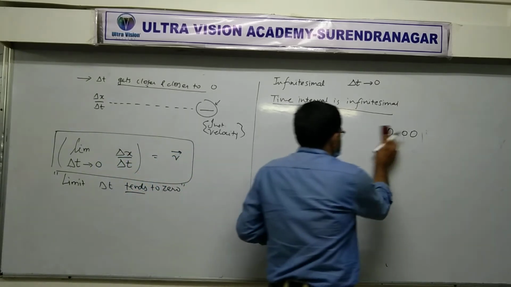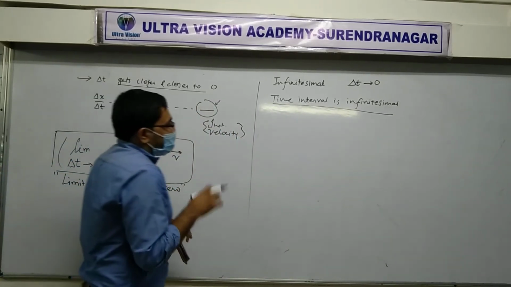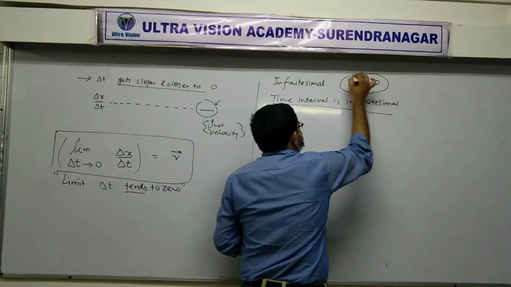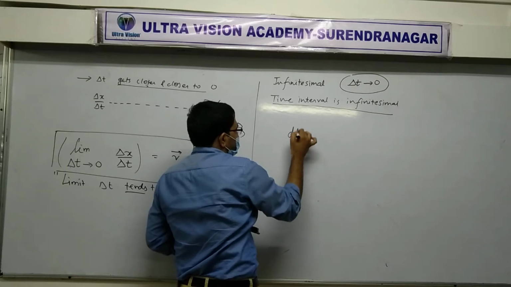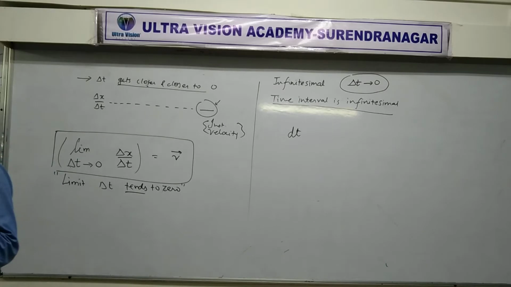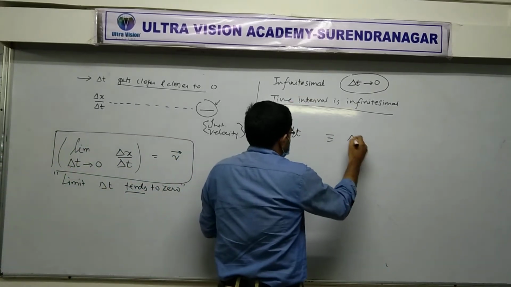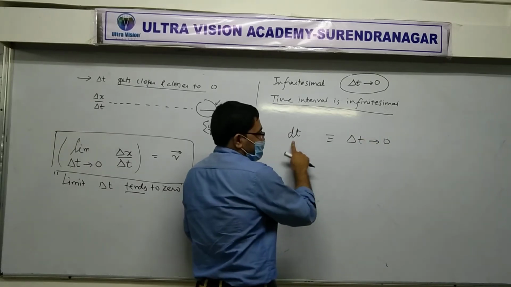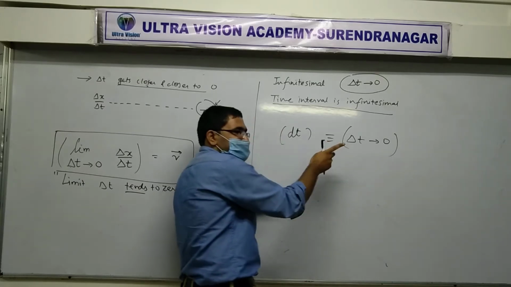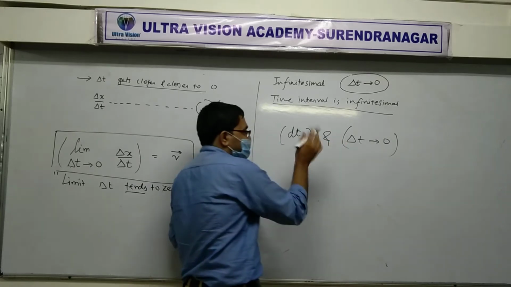Now, for infinitesimal quantities, listen to this. In mathematics there is another shorthand: instead of writing all this, we write just dt. If you write dt, it is understood that you are talking about this. This and this mean the same thing. These two things are equal.